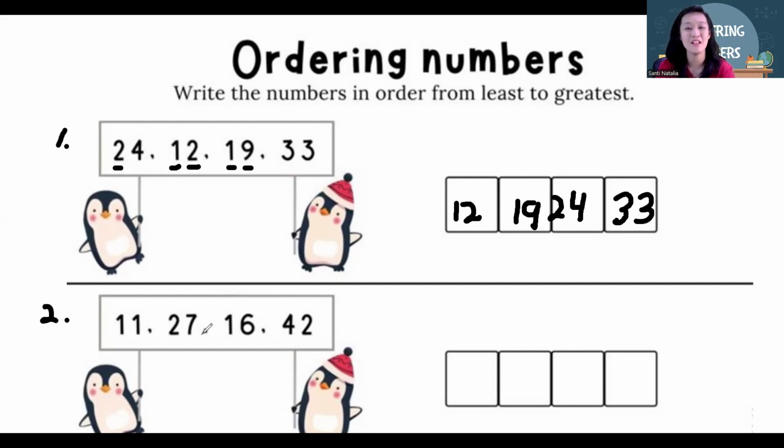Now number 2. Which one is the smallest number? 11, 27, 16, 42. Check the tens place. 1 is the smallest. Check the ones place. 1 and 6. 1 is the smallest. So 11 first. And then 16. After that, 2 and 4. 2 is smaller. So 27 and 42.